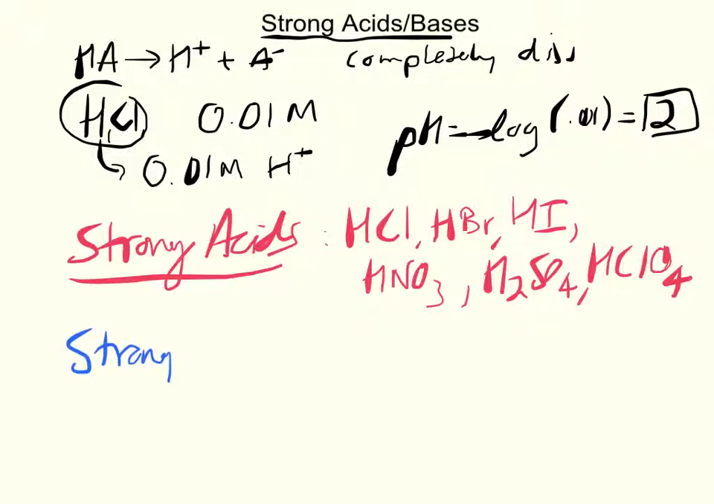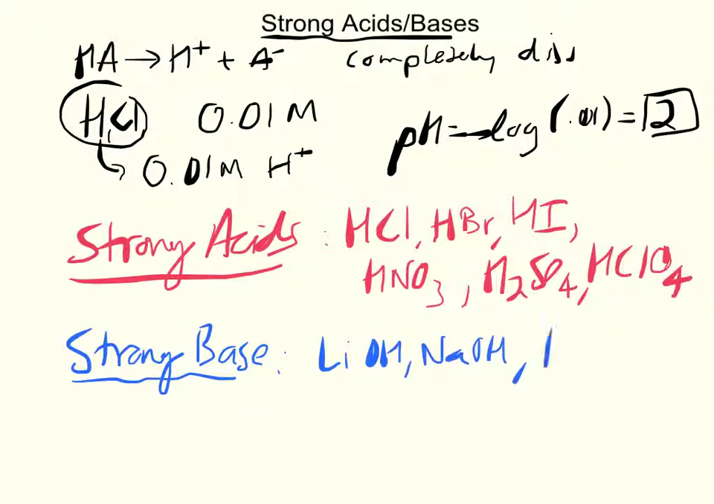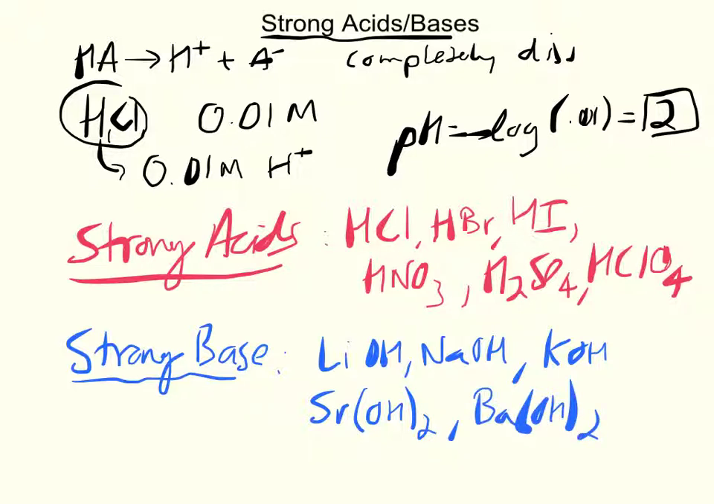What about the strong bases? Remember, group 1 hydroxides and heavy group 2 hydroxides. So lithium hydroxide, sodium hydroxide, potassium hydroxide, and heavy group 2, which is strontium and barium. These are strong bases that will completely dissociate into Li and OH, for example, so then we could calculate the pOH, and then from there you could calculate the pH, etc.